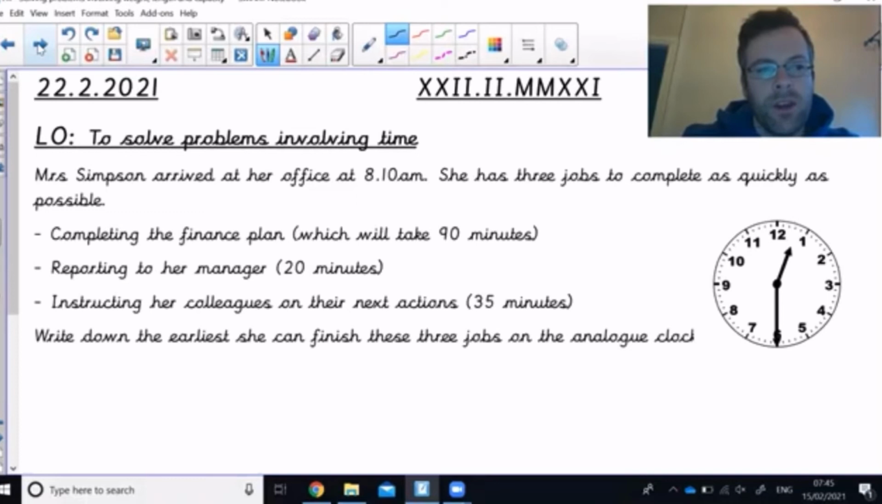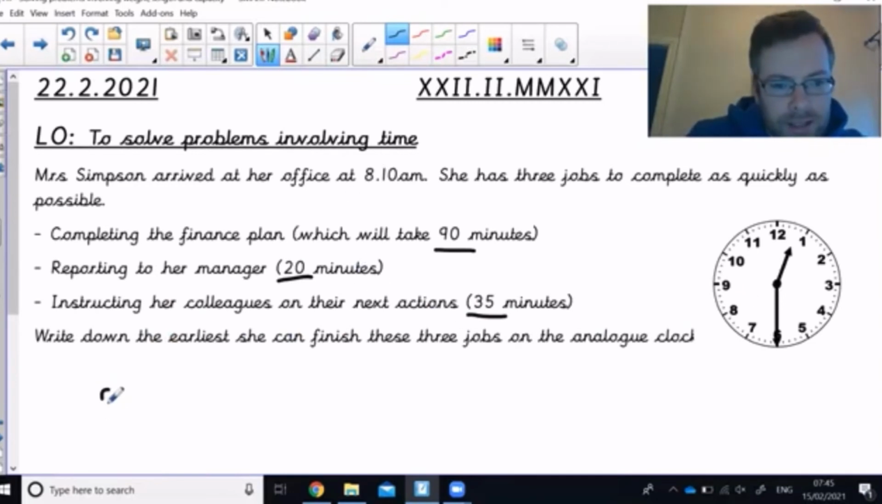And then finally, Mrs. Simpson arrived at her office at 8:10 a.m. She has 3 jobs to complete as quickly as possible. First one, completing the finance plan. That takes 90 minutes. Reporting to a manager. That takes 20 minutes. Instructing her colleagues on the next action. That takes 35 minutes. Write down the earliest you can finish these 3 jobs on the analog clock.